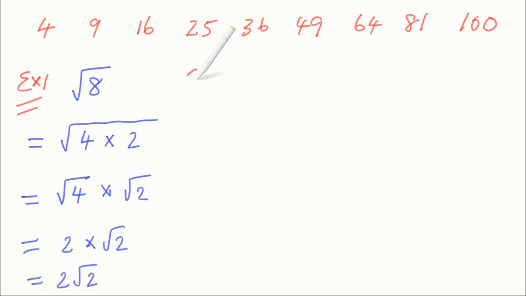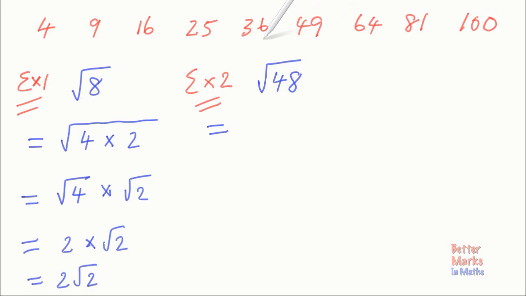Second example, the square root of 48. And once again, going down the list of numbers until you find a number that goes into 48 a whole number of times. 36 would be the first number that might go into 48 a whole number of times, and to check this you would just do 48 divided by 36 on your calculator and see if you get a whole number as the answer.